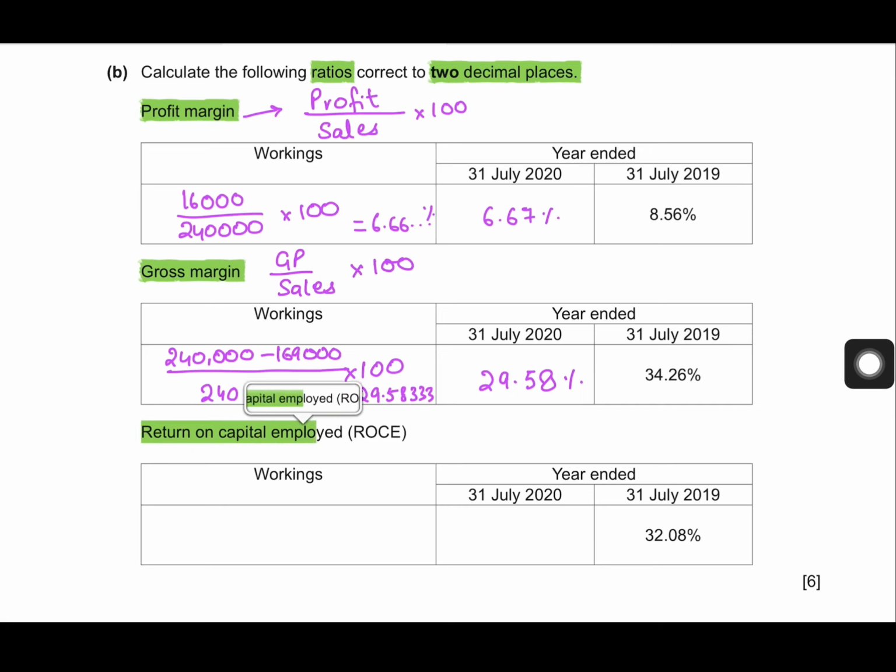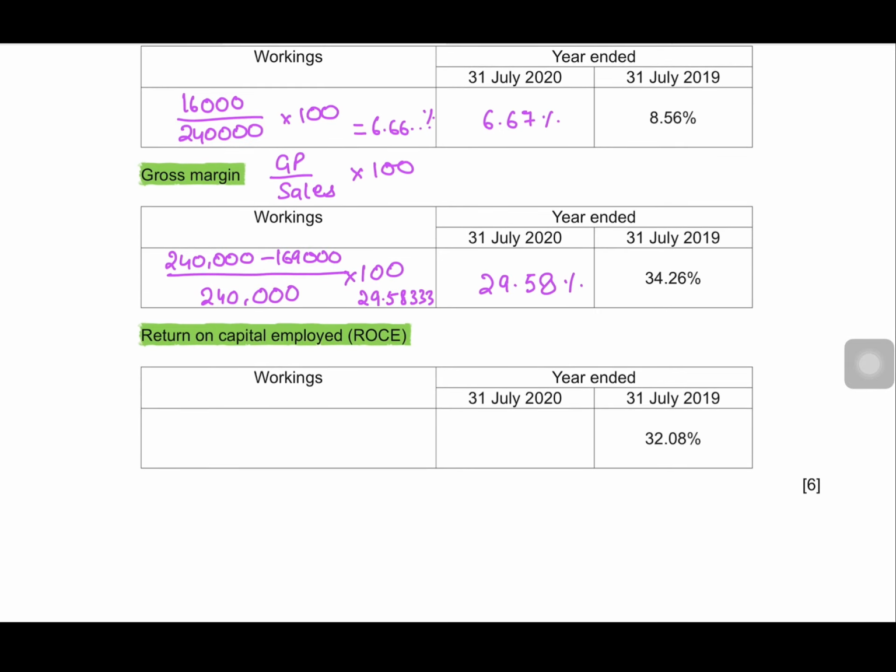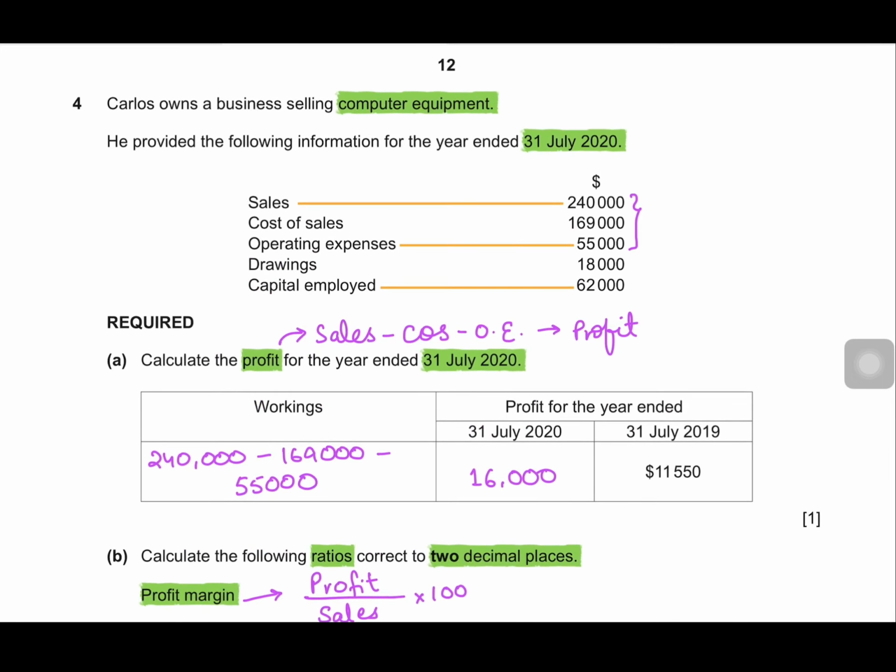Now lastly, we are asked to calculate the return on capital employed. Now what is the formula? We take the profit for the year, right? It is usually called the profit before interest and tax, and we divide it by capital employed, then again multiplied by 100. Now in this question you are given with the capital employed figure, and that is 62,000, and we have the profit as well, which is 16,000.